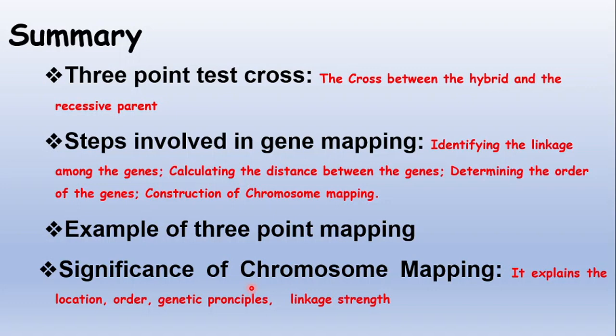We explained the construction of 3-point mapping with the example of ABC genes test cross analysis. And finally, we discussed the significance of chromosome mapping as it explains the location, order, genetic principles, linkage strength, etc. This is the brief summary.